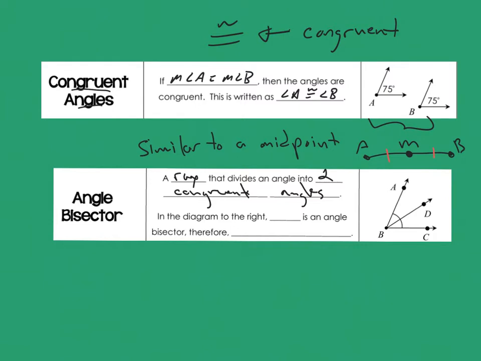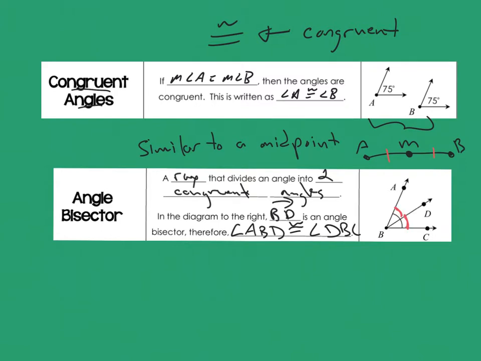And that's the word congruent. In the diagram to the right, ray BD, as I stated, ray BD is an angle bisector. Therefore, angle ABD right here is congruent to angle DBC.